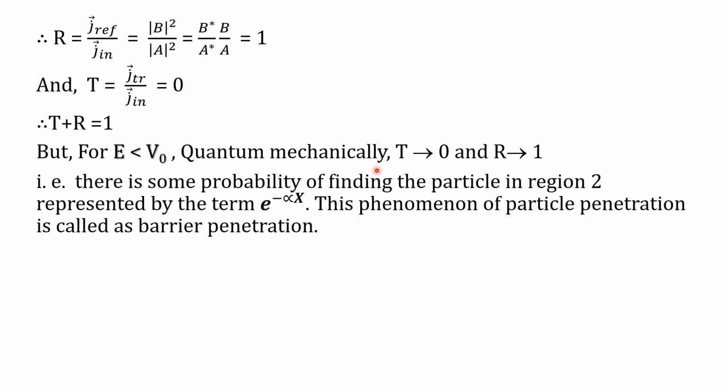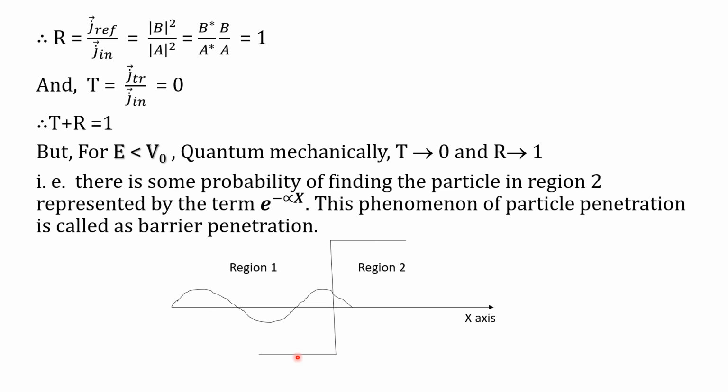It seems that if the particle enters into region 2, there is some probability of finding the particle in region 2. If the particle is found in region 2, it is represented by the function exponential minus alpha x. Such a phenomenon of particle penetration is called barrier penetration.